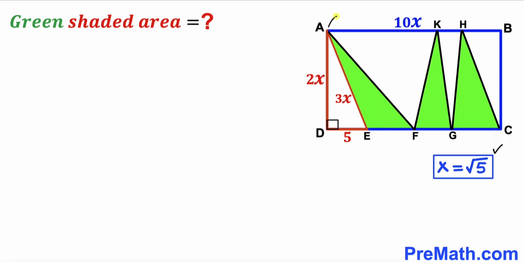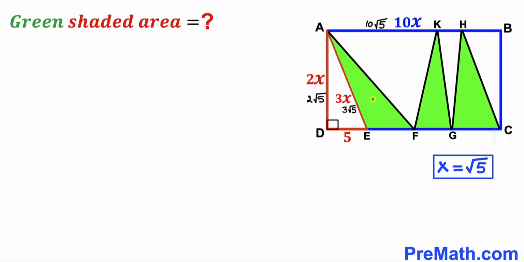So this side length AB is going to be 10x, and the x value is square root of 5. So this gives us 10 times square root of 5 units. Likewise, this side length AD is going to be 2 times x, and x is square root of 5, so this gives us 2 times square root of 5. And finally, this hypotenuse AE is going to be 3 times square root of 5.